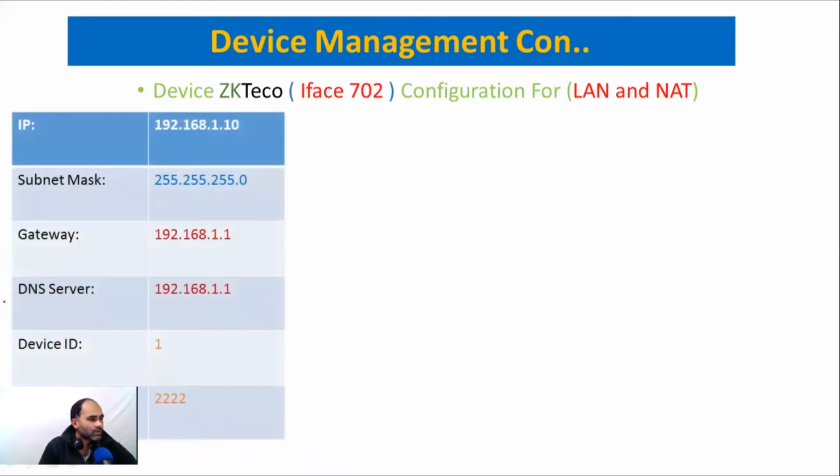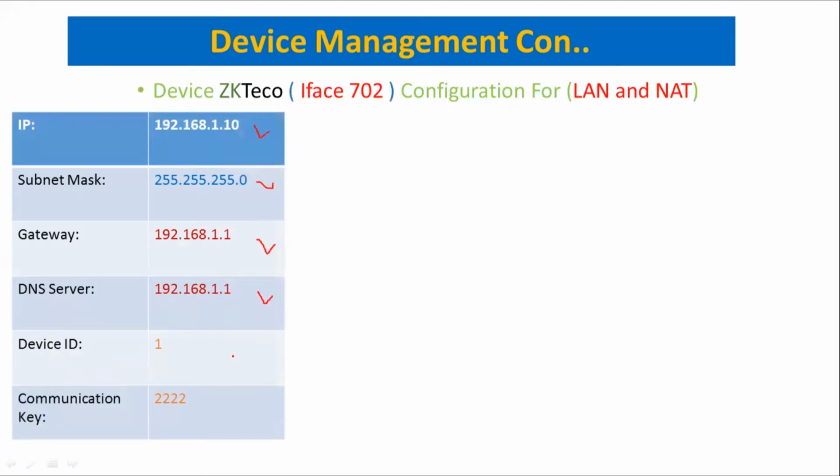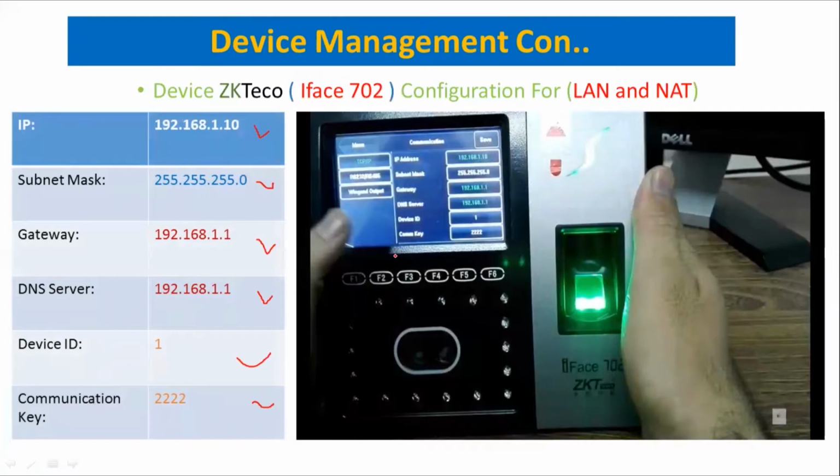What IP scheme do you have to give on a machine: IP address 192.168.1.10, subnet mask configured, gateway 192.168.1.1, and DNS server 192.168.1.1. Give the device ID and communication key, which is 2222. Here you can see in this snap, you have all the settings that we have set here. The same settings are given in that machine. These settings are for LAN.